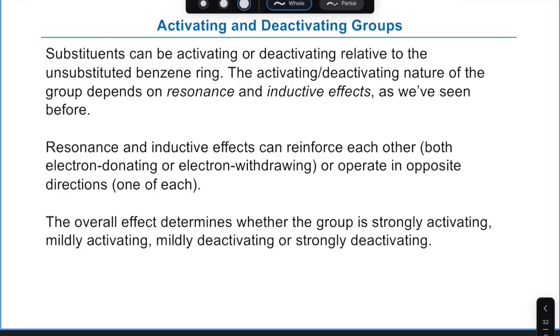So typically, for all of those options, you can have something that's strongly activating, mildly activating, mildly deactivating, or strongly deactivating, and we'll see examples of that later. So the first example we're going to go through is aniline.